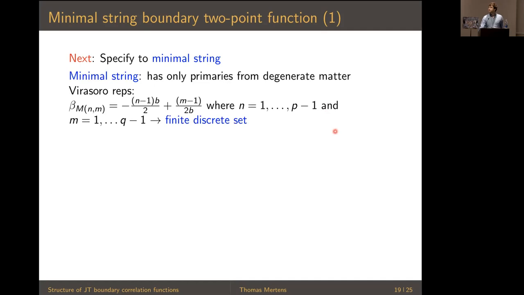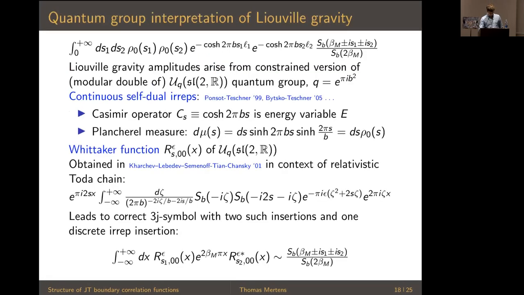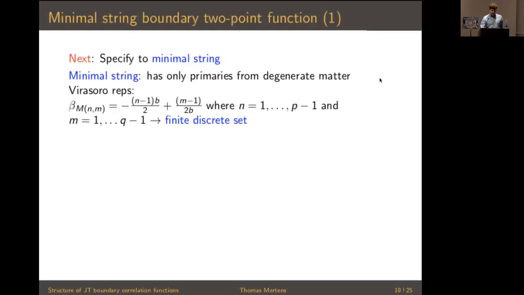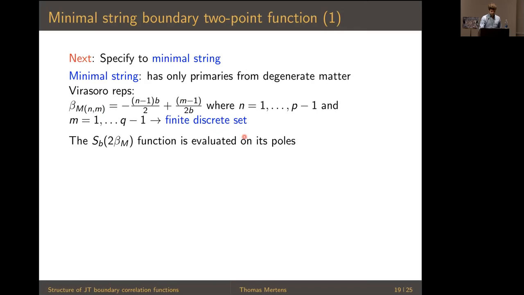string. Now this minimal string has only primaries coming from the degenerate matter Virasoro representation. So the matter sector is degenerate, and what I called beta_m. So let me go back to the previous slide. Beta_m was the entry that was appearing here. So it was playing the role of the H, let's say, of the Wilson line. So this beta_m is now restricted to be of this form for 2 integers n and m. So it's restricted to be an element of a finite discrete set.